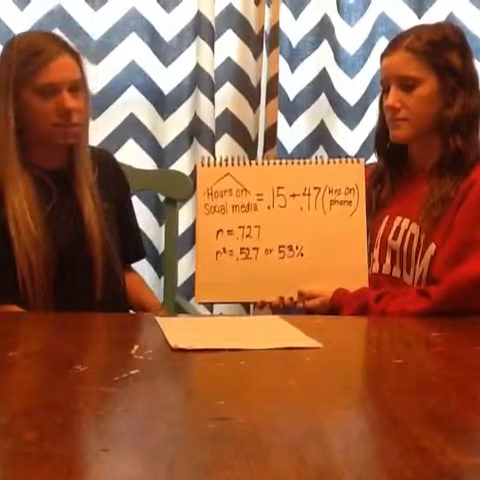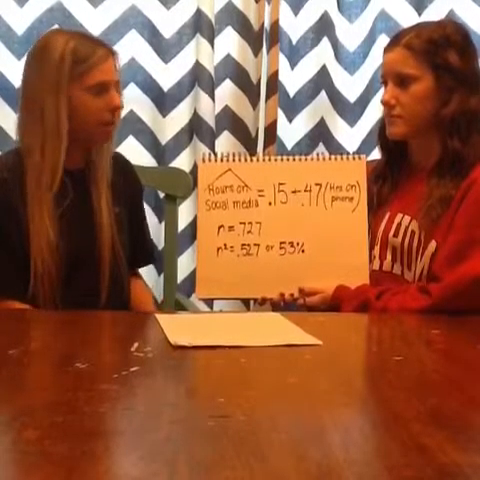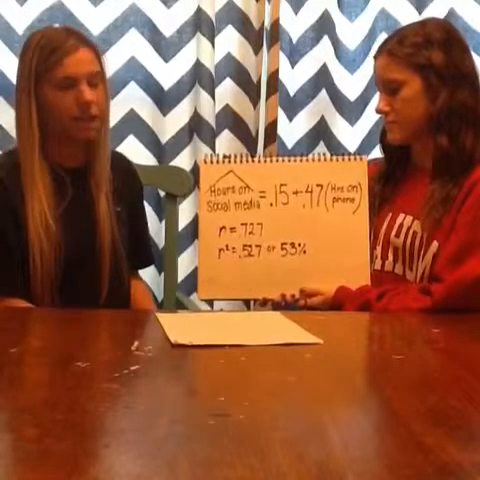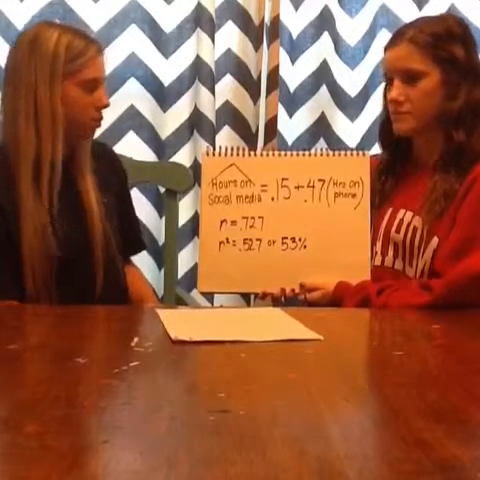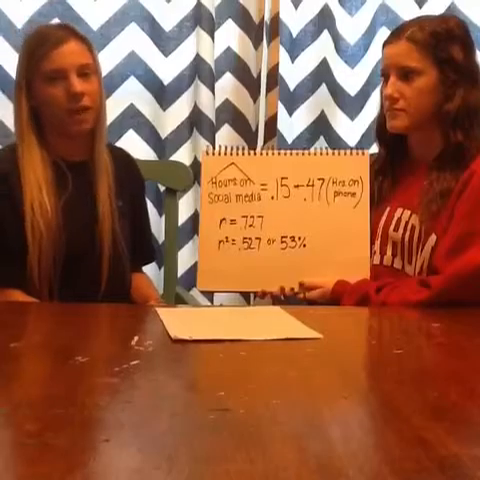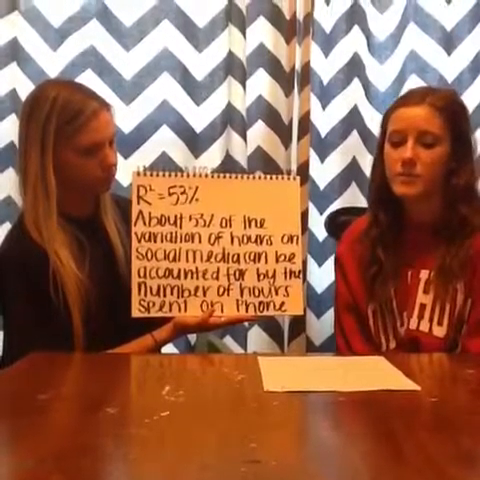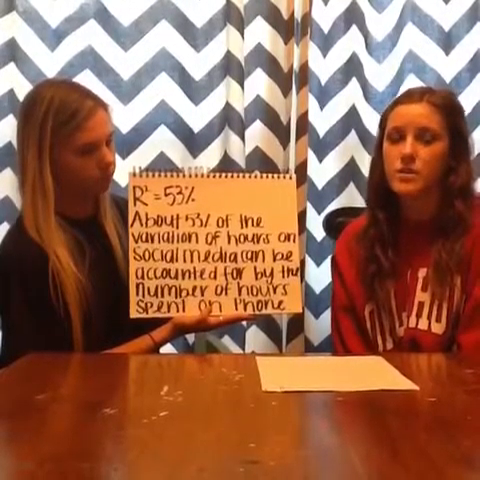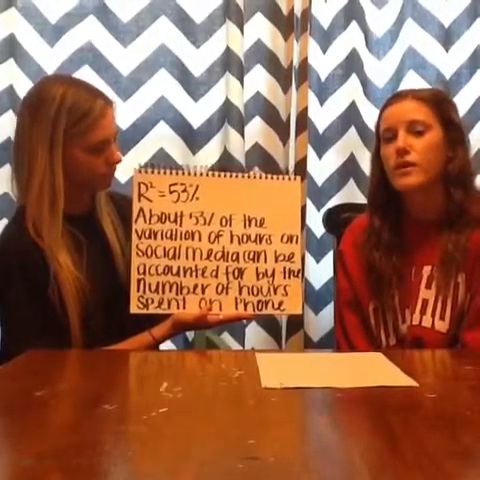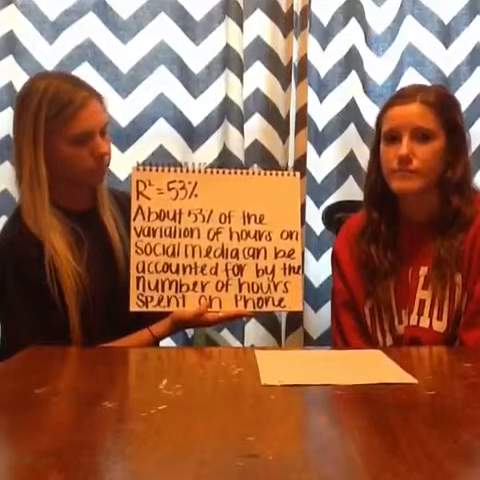The y-intercept in context is when the number of hours spent on the phone is 0, the hours on social media is 0.15 hours. Our R-squared in context is about 53% of the hours spent on social media can be accounted for by the number of hours spent on your phone.